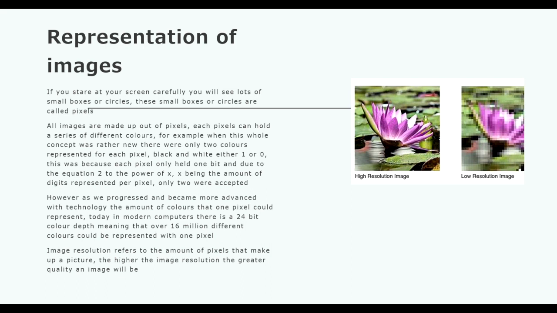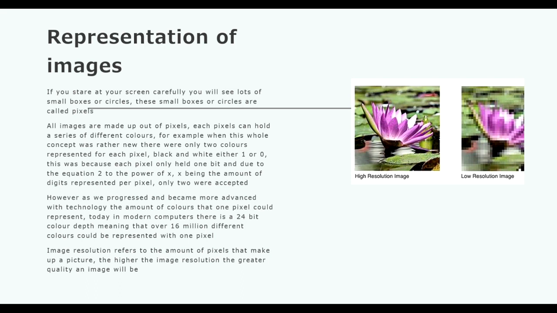For example, when this whole concept was rather new, like in the olden movies when they were black and white, all of the images and movies were like this because each pixel only held 1 bit. Black was probably 1, and white is probably 0. There is an equation, 2 to the power of x, to see how many colors each pixel can represent, x being the number of bits per pixel. Only 2 colors were there because 2 to the power of 1 is 2.